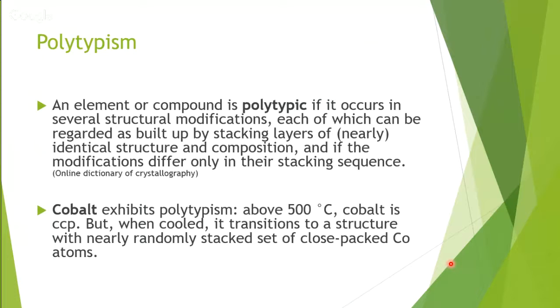This kind of property, where elements exhibit different structures at different temperatures or different physical parameters, is called polytypism, and such elements are polytypic. Polytypic elements and compounds exhibit structural modifications based on the stacking of the atoms in the structure, and typically differ only by the sequence.